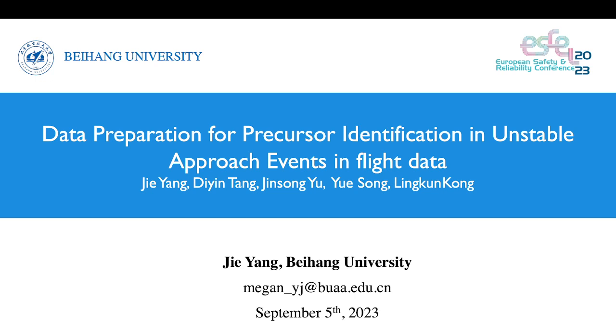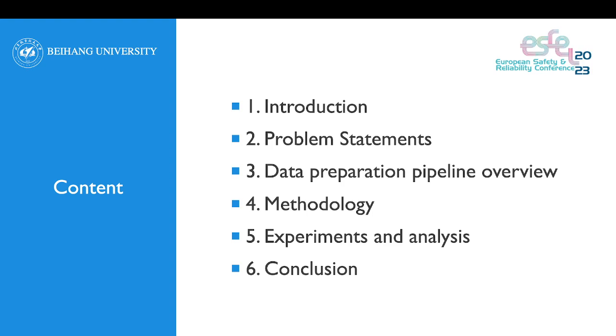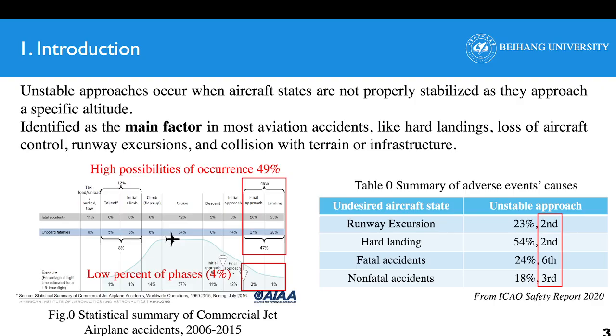This critical topic is a crucial preliminary step in the process of identifying precursors to unstable approaches. So let's begin. In this work, our primary focus is on unstable approaches in aviation, an adverse event that occurs frequently.